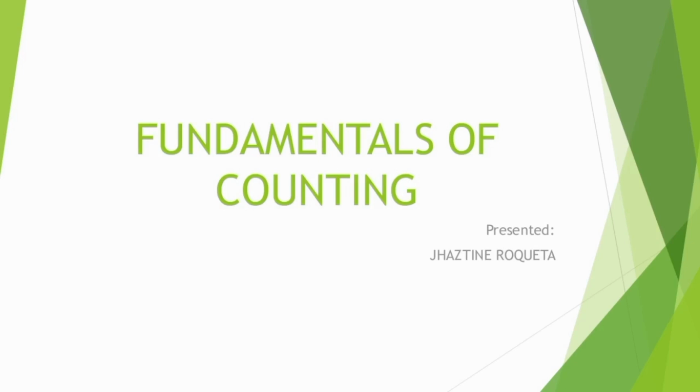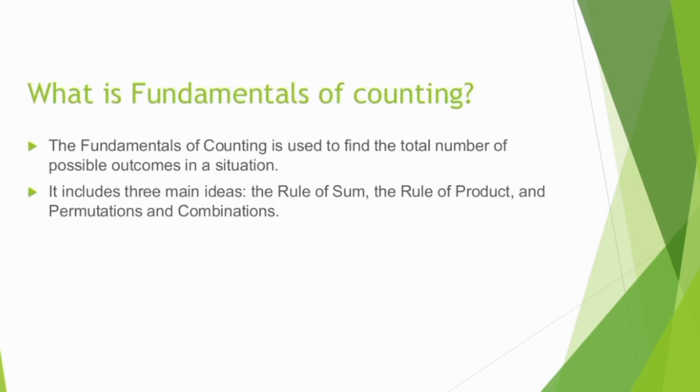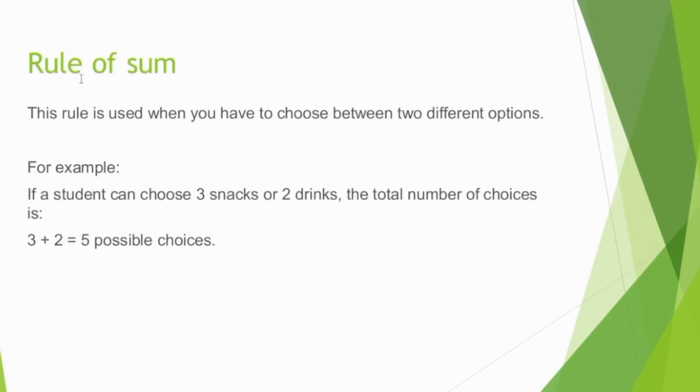So, fundamentals of counting. The fundamentals of counting is used to find the total number of possible outcomes in a situation. It includes three main ideas, which are the rule of sum, the rule of product, and permutations and combinations. Here is example number one, the rule of sum.